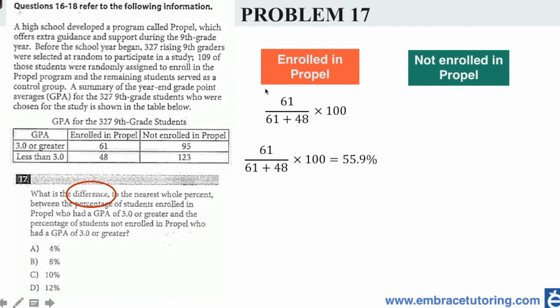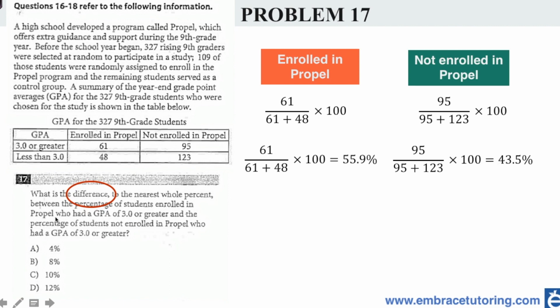Now, moving on to the students not enrolled in Propel, this is going to be 95 over (95 + 123), similar to what we just did, and then multiplying by 100 in order to convert this to a percentage. And I have 95 over (95 + 123) times 100 equals 43.5%.